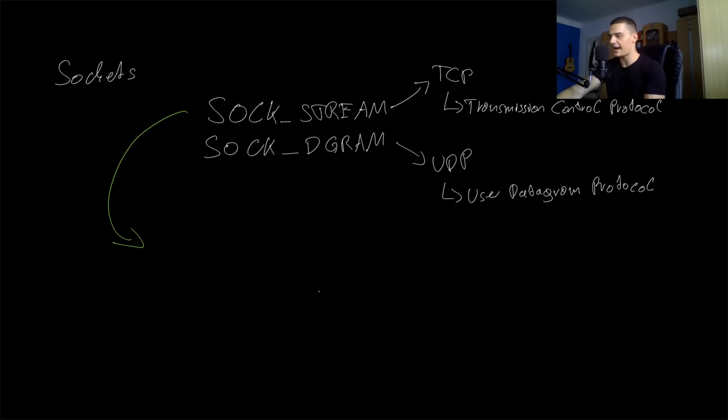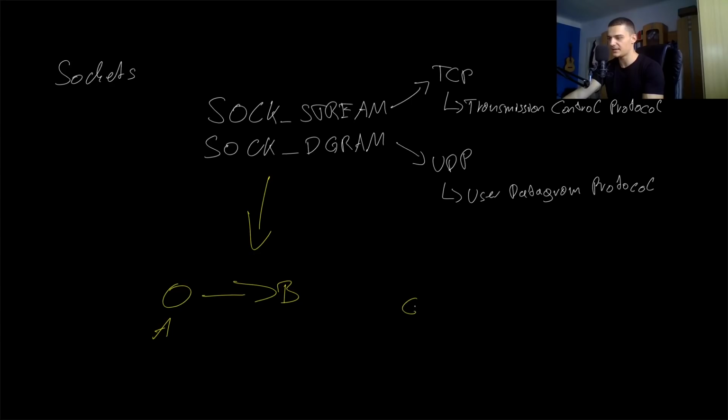And then on the other hand, we have sock dgram, which is a datagram based socket, where we basically say, okay, I send a message to B and that's it, and B sends a message to A and that's it. So we have those individual messages as datagrams instead of a connection with an exchange that we can terminate. This is basically the difference here.